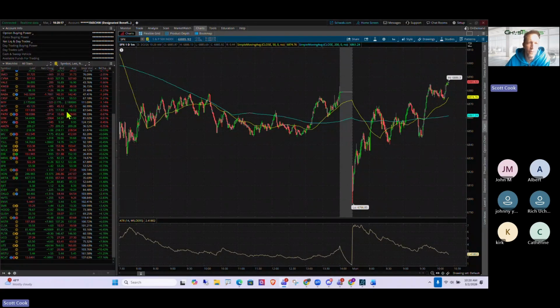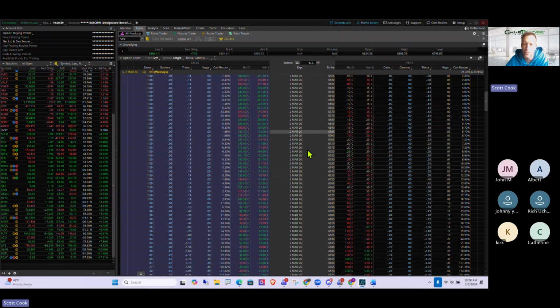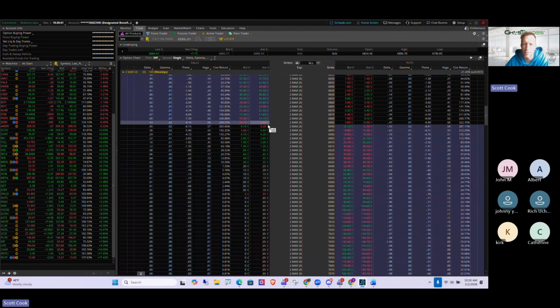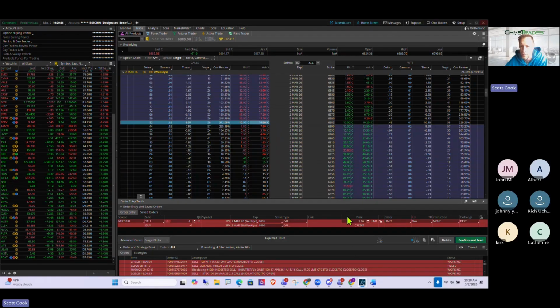Now, first things first, we're going to do this on the SPX. We're not going to use a day trade, but since we're going to do this as a very short-term trade, I'm just going to try to scalp a quick $20. I'm going to go into the option chain and I'm going to do a bear call spread right at the money. So I'm going to right click here. I'm going to sell vertical, and this sets up a bear call spread.